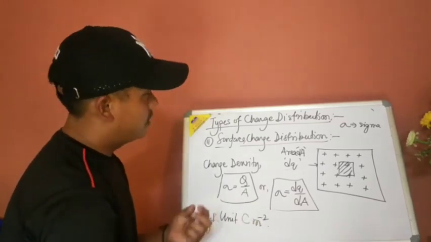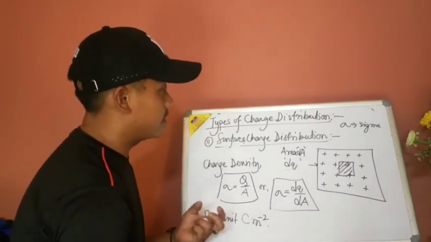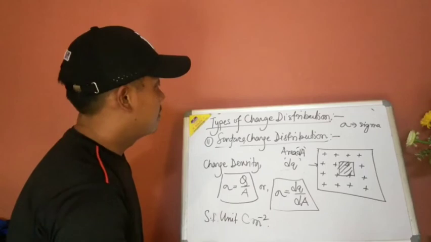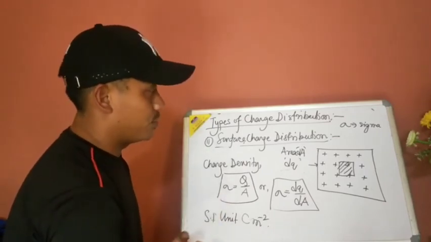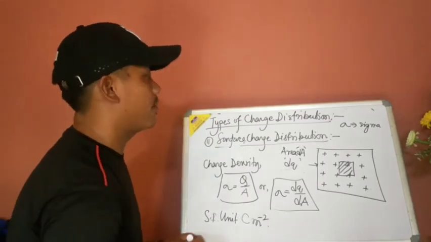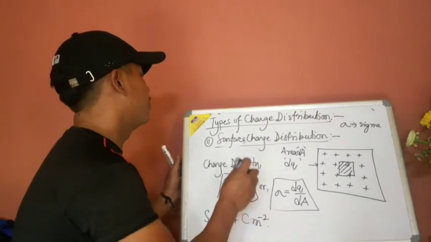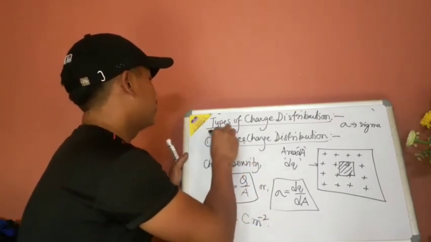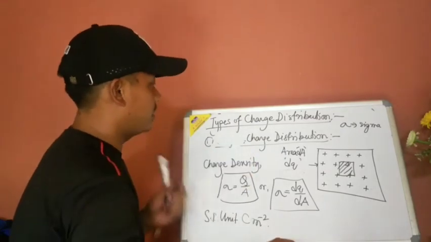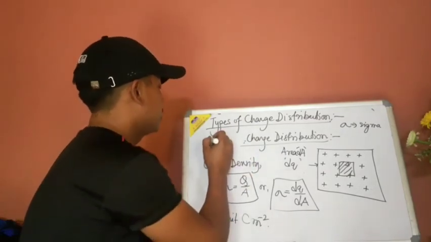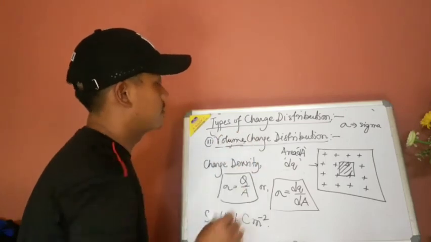So you have the two types of charge distributions now. First one, linear charge distribution. Second one, surface charge distribution. Now let us go to the third type of charge distribution, number 3. This is known as volume charge distribution.